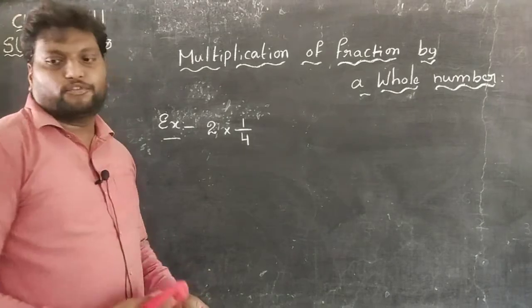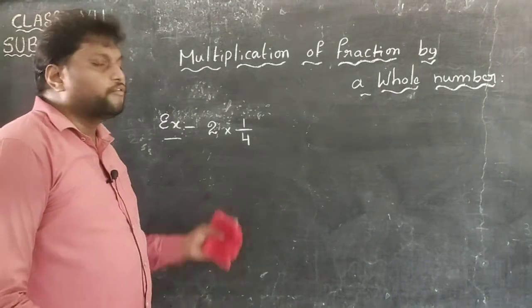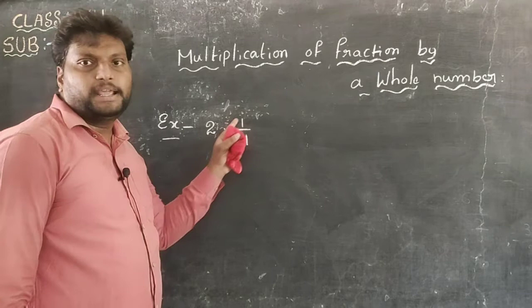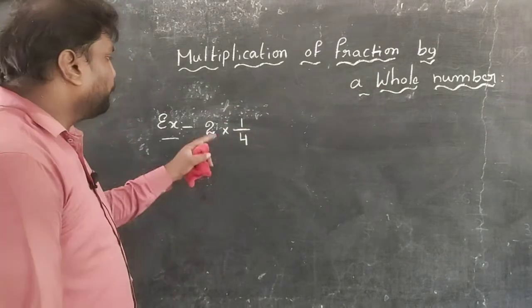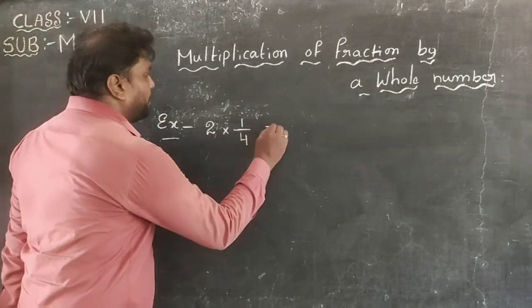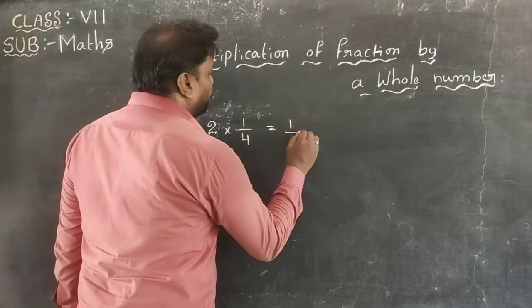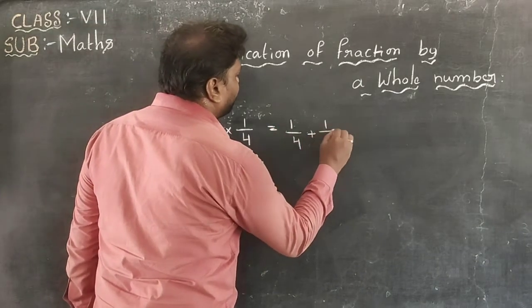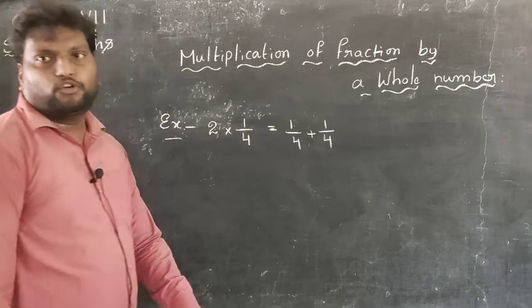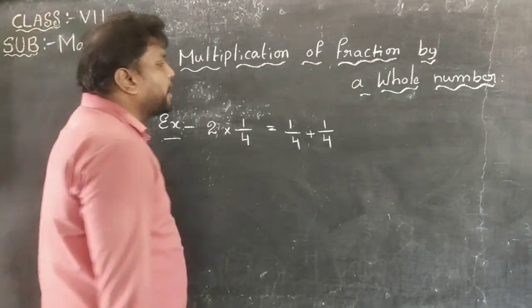Two into 1 by 4. Here 2 is the whole number part and 1 by 4 is the fraction. For this, 2 into 1 by 4 we can write as 1 by 4 plus 1 by 4. For this we have to draw a diagram.